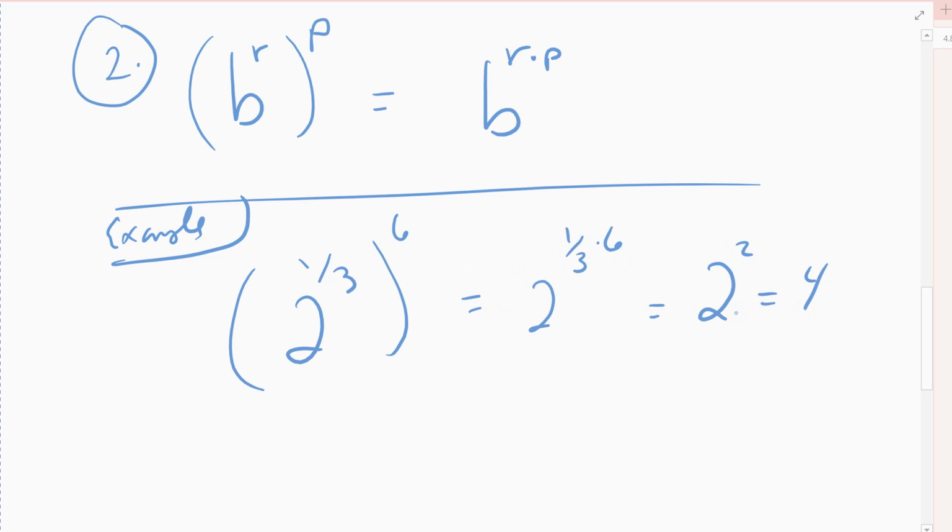2 to the 1/3 raised to the 6th is exactly the same as 2 to the 1/3 times 6, which simplifies to 2 squared, which is 4. If you typed any of those in, all of them will give you the equivalent answer, 4.